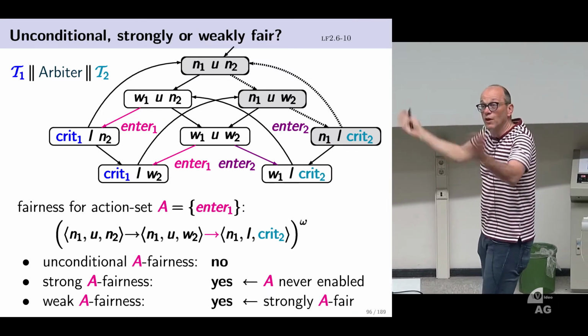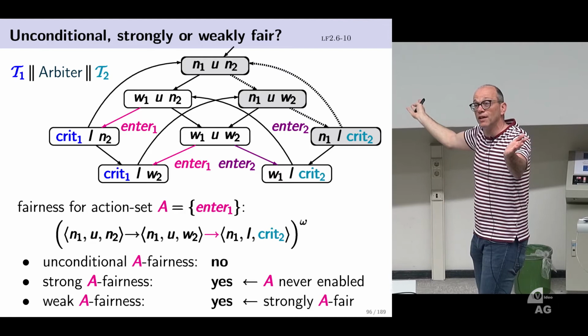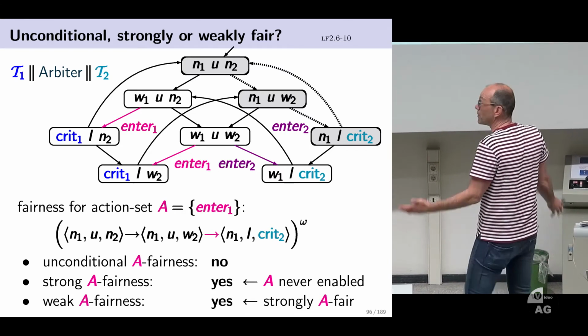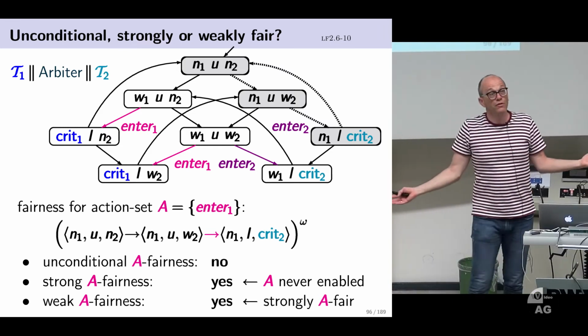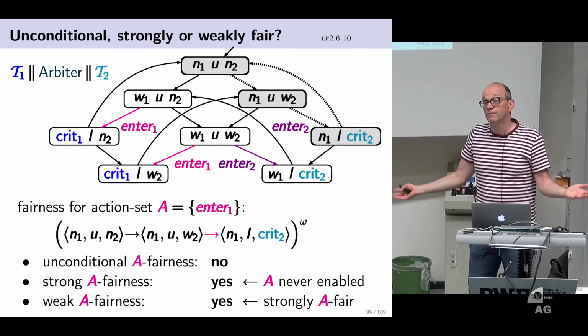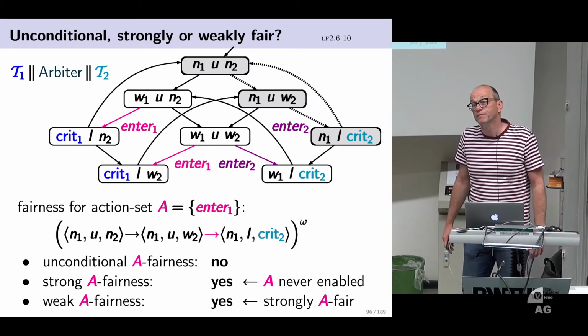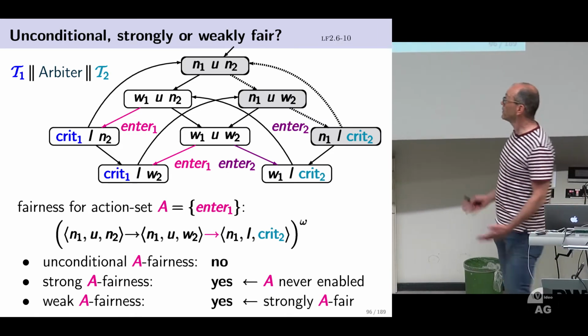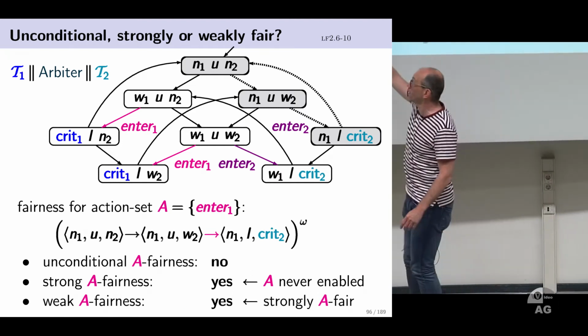How do I see this? You look at all the outgoing arrows of those 3 states, and none of them is labeled with enter 1. Right? So the premise doesn't hold. False implies everything. So that means it's strong fair. Then we're done, because if something is strong fair, it's also weak fair.